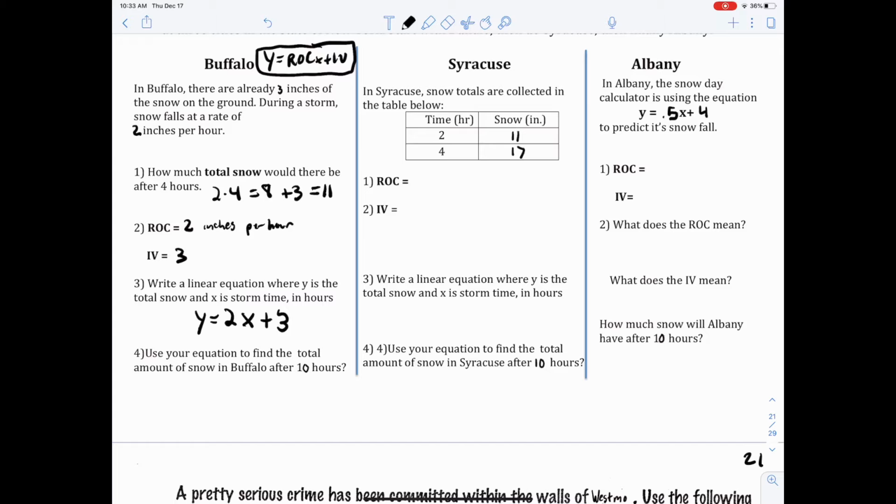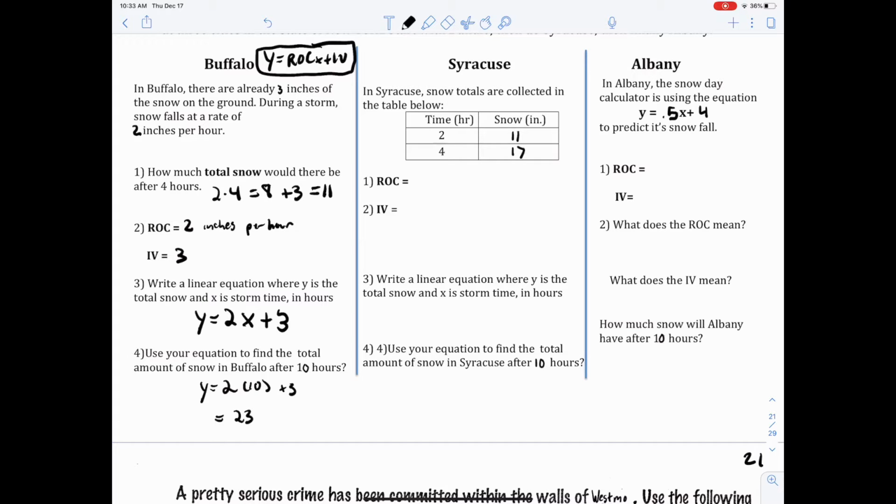All right, and then it says use your equation to find the total snow after 10 hours. So if we know the hours is 10, then all we have to do is plug in 10 for x, plus 3, and you should get 23 inches.